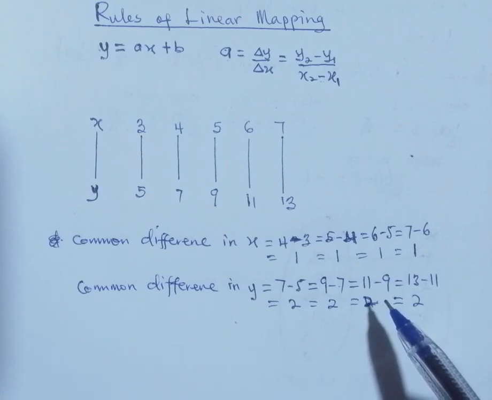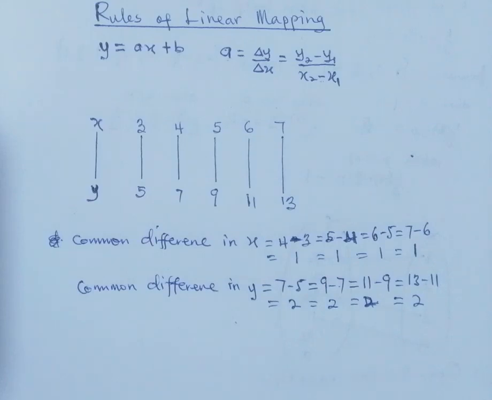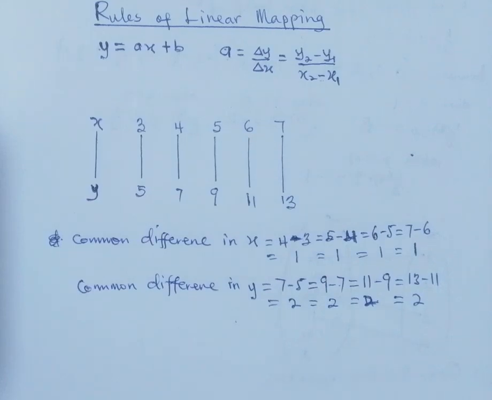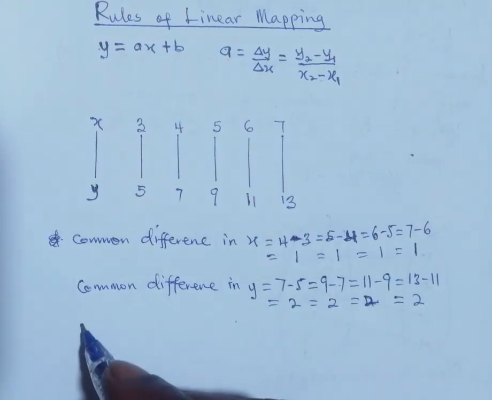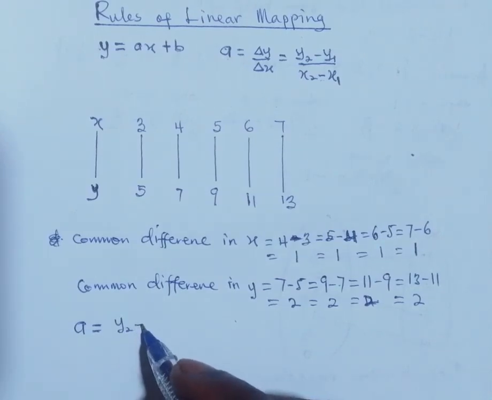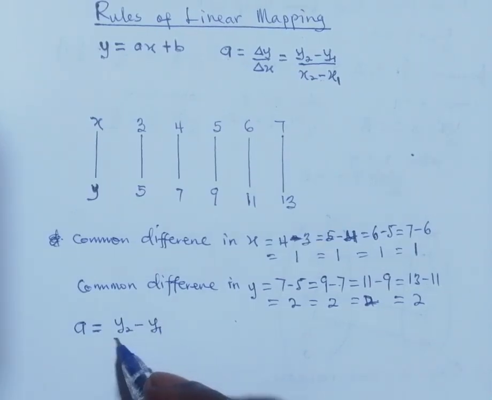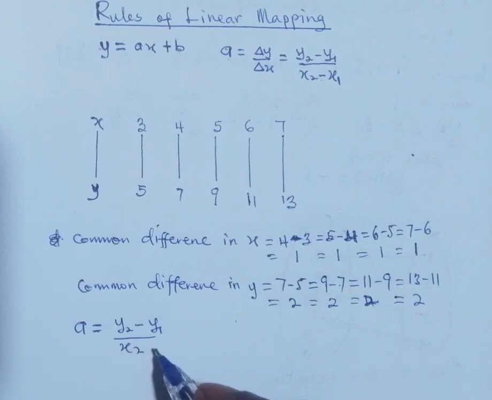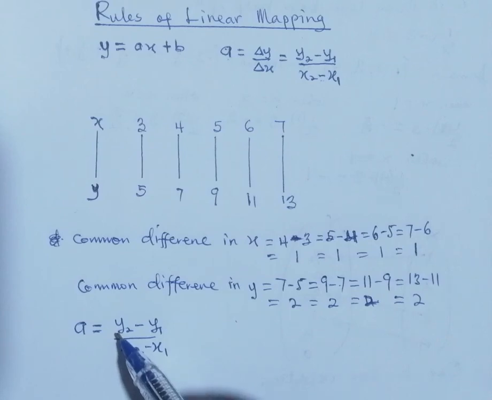In that case, you need to find your slope, or your gradient, which is the a. So we need to find a. We said that the gradient, which is a, is giving us what? y2 minus y1 divided by x2 minus x1. Now what do y2, y1, x2, x1 represent?